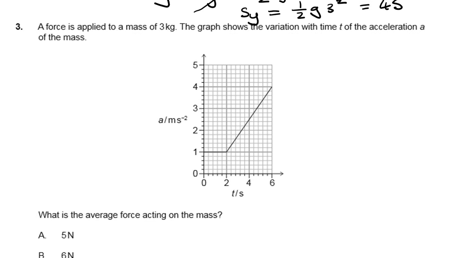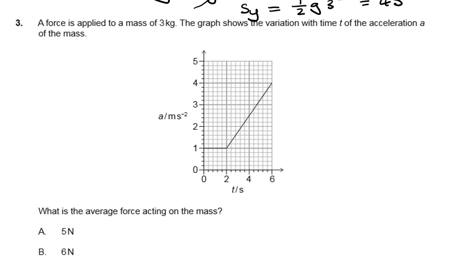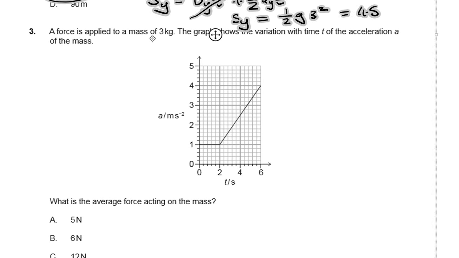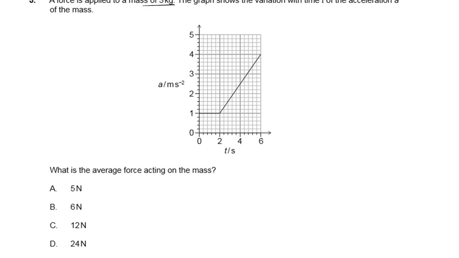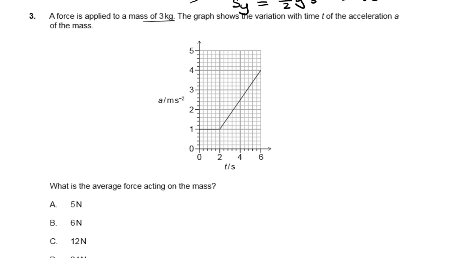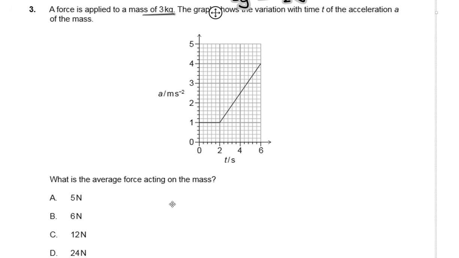Let's move to question 3. A force is applied to a mass of 3 kgs, variation with time t of acceleration. Okay, what is the average force acting on the mass? Okay, so this is complicated. So we have average force, right? Average force is essentially equal to mass times the average acceleration, right? Now they've given us acceleration and this acceleration is changing. So let's find the average acceleration.